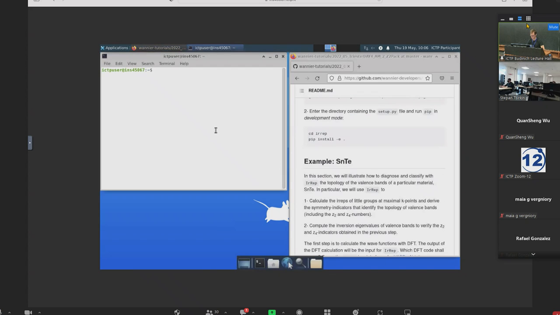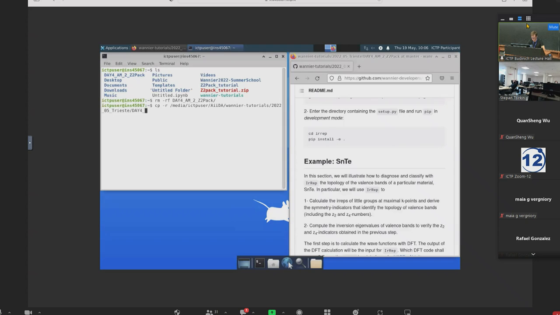We are going to apply IRREP. So the first thing that we have to do is copy the material. We are in our home directory. Let me delete this. So we have to copy the material in our home directory. And it's the second session. Okay, so it's copying, and we have it now.